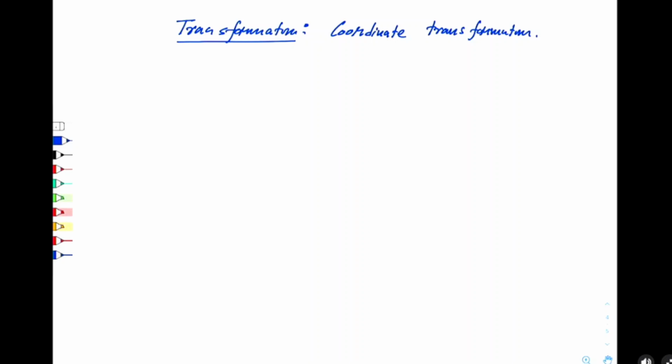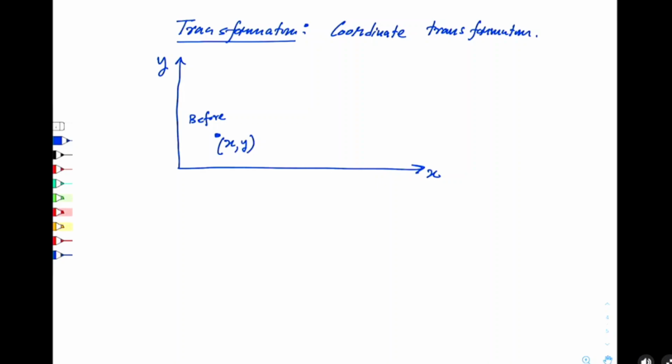Now, if you think about coordinate transformation, what do you mean by coordinate transformation? You know coordinate, right? Think about this is your coordinate. This is the XY coordinate. This is before. I'm going to transform this coordinate. How? What do you mean by transform a coordinate?